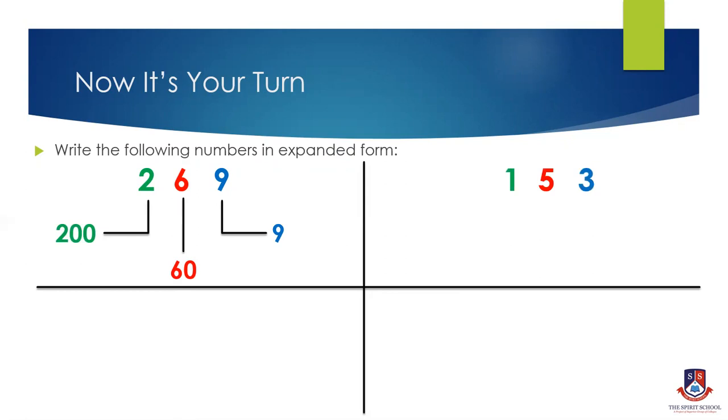Similarly, here we have a similar question. You are going to solve it using the same pattern. 3 is the first digit from the right of the number 153, so it is representing the ones place value, and here 3 is 3. Now 5 is the second digit from the right, so it is representing 50, and 1 is the third digit from the right, and it is representing 100.